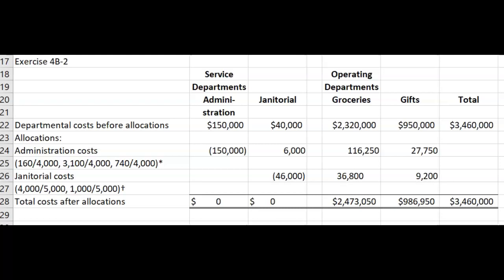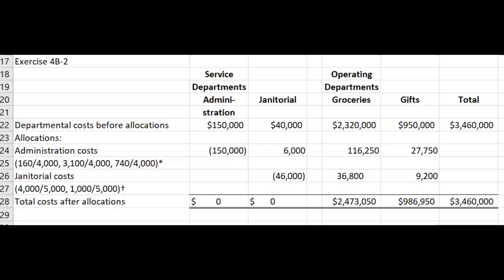Now, note that I said that the service department that provides the most services will allocate, in this case, to the janitorial service department, but the janitorial service department will not allocate any costs back to the other service department. That would be a reciprocal arrangement, which we will not be covering in this class.